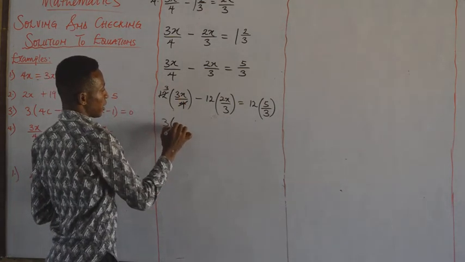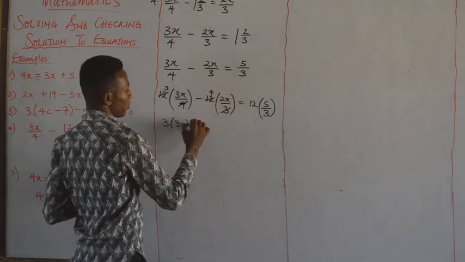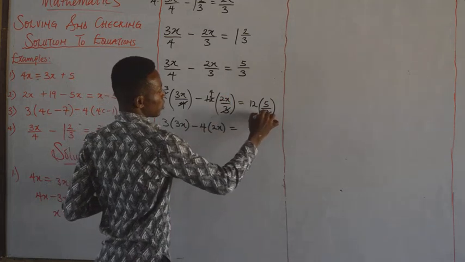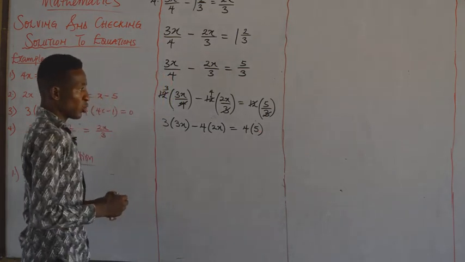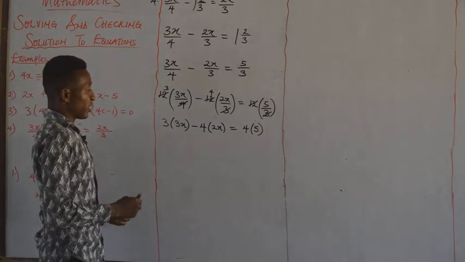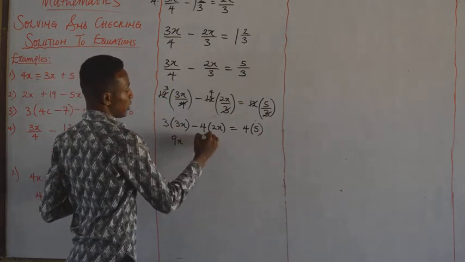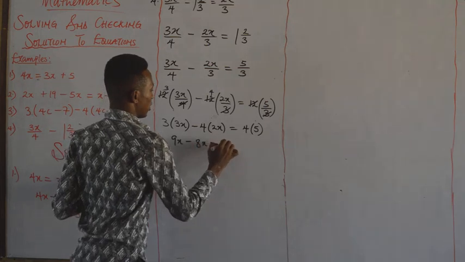So that's 3 into brackets 3x. Now 3 here 4 times, we have minus 4 into brackets 2x. Everything equals 4 into brackets 5. So we have been able to clear the fractions there. After clearing the fractions, we have 3 into brackets 3x, which gives us 9x. Then this one is minus 8x equals 20.